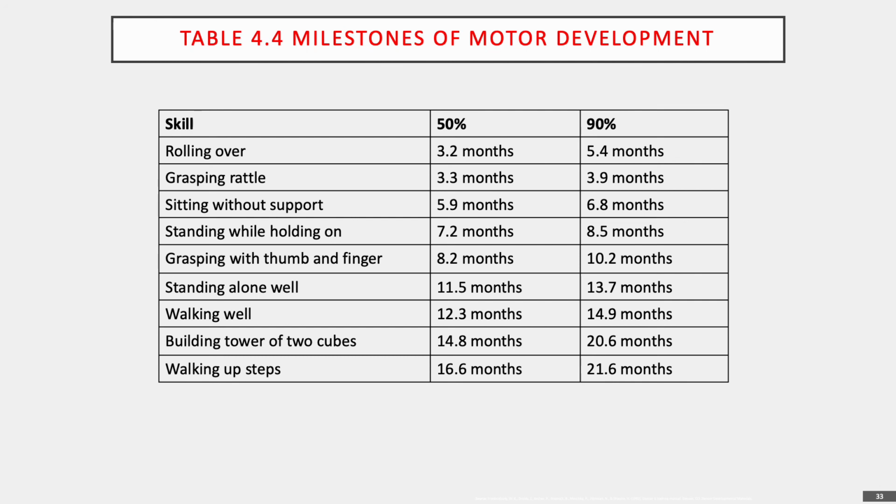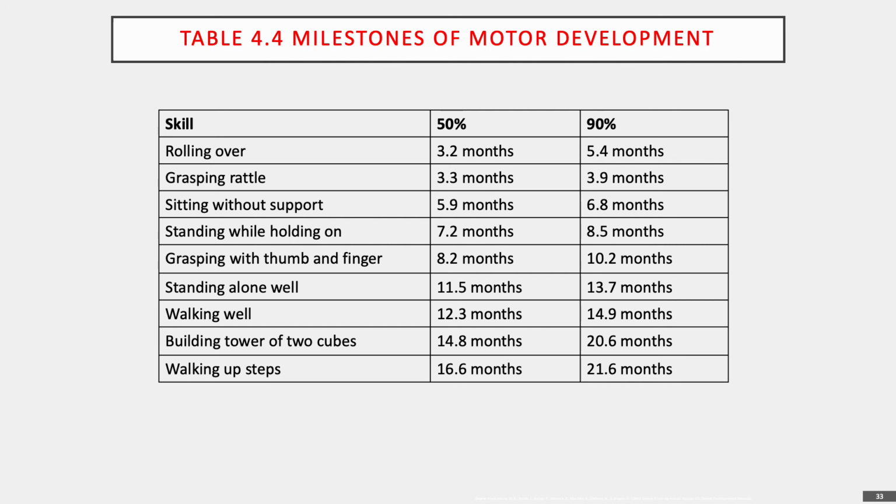If you look at the 50th percentile and the 90th percentile, let's just look at the 50th. Most babies roll over at a little over 3 months. After that, they can grasp a rattle. By about 5.9 months, or 6 months, they're sitting up without support. At 7 months, they're standing while holding on. At 8.2 months, they grasp with the thumb and the fingers.